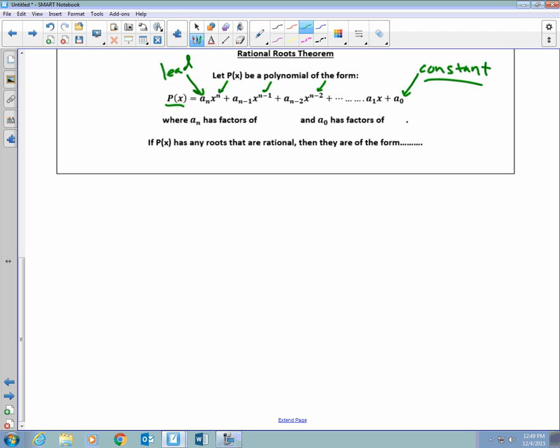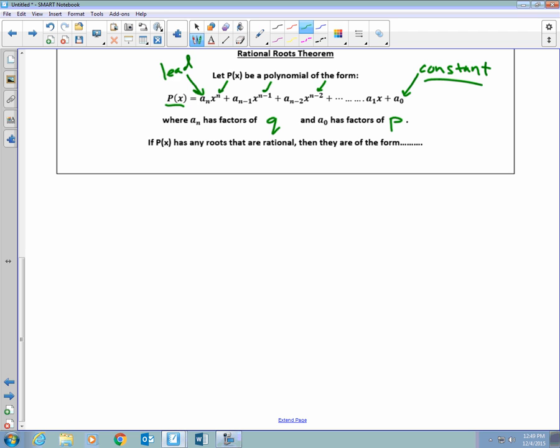factors. Meaning, for example, let's say it was 12. What are factors of 12? 3, 4, 6, 2, 1, 12, and positives and negatives, right? So it has factors of q. And a sub 0, the very last term, the constant, has factors of p.